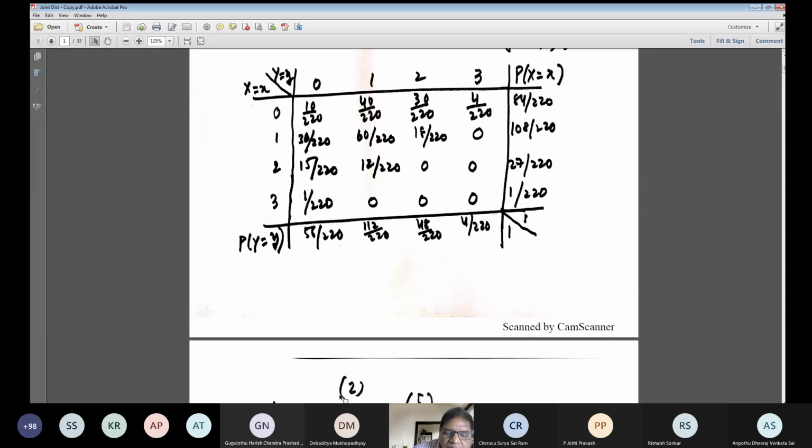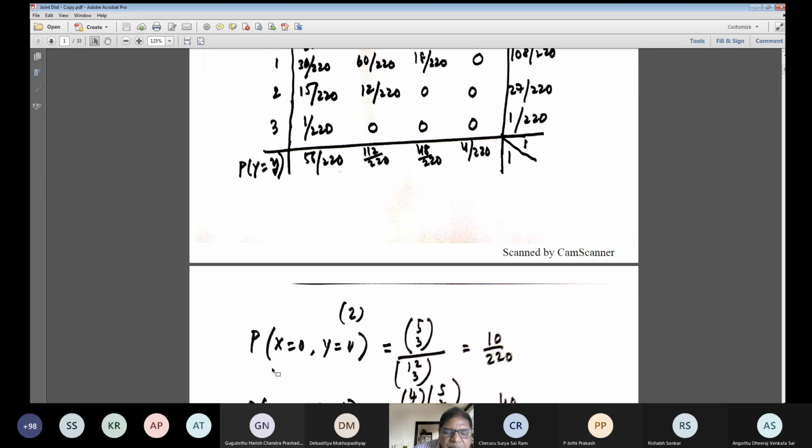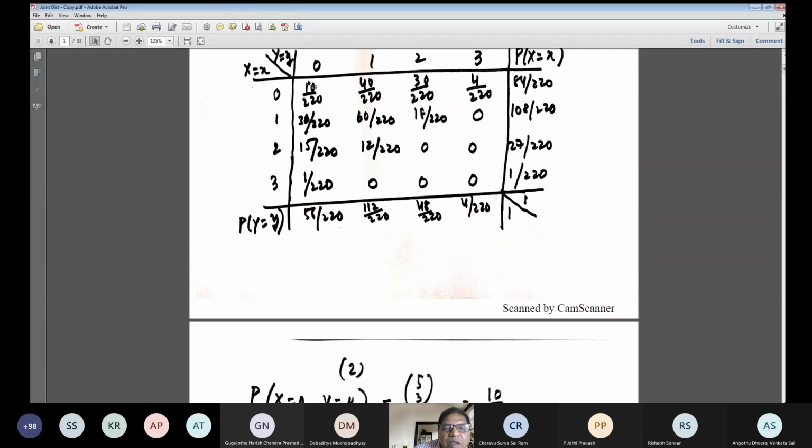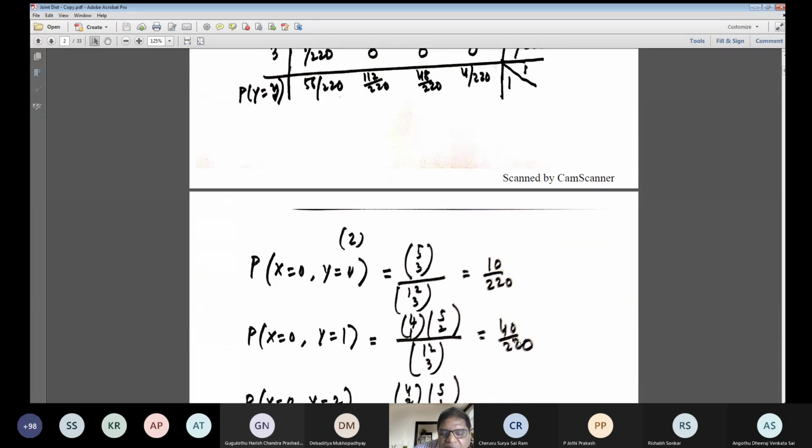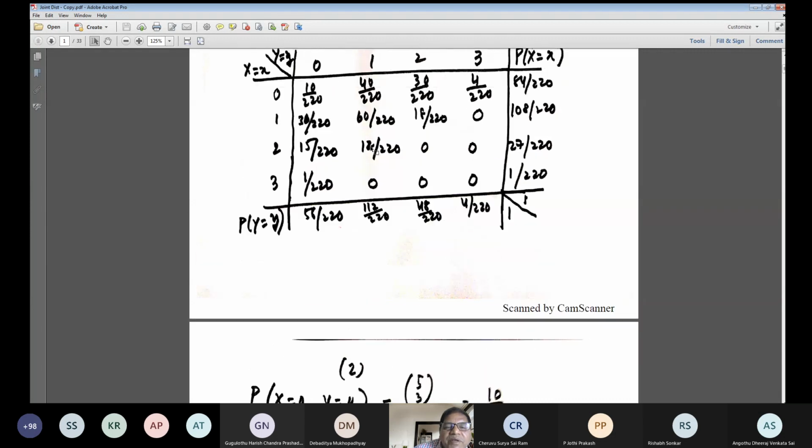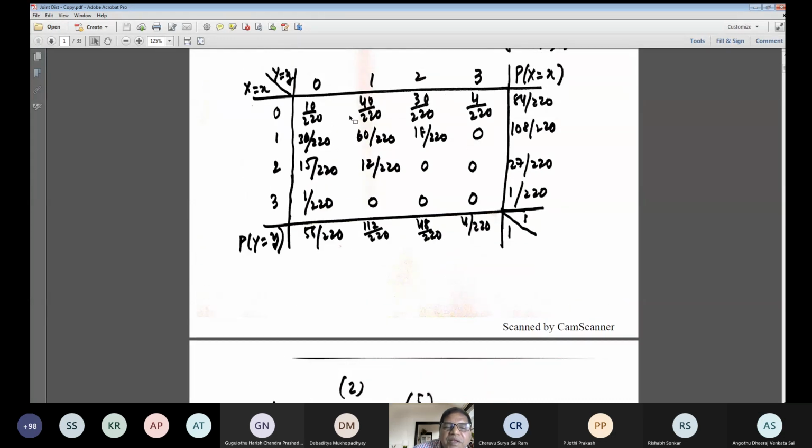So for X0, Y0, we got 10 by 220, which I will write here. Similarly, X0, Y1 we have calculated, it is coming 40 by 220. I have written 40 by 220. Similarly, X0, Y2 is 30 by 220. Then X0, Y3 is 4 by 220. Similarly for 1, 0, 1, 1, 1, 2. Now 1, 3.